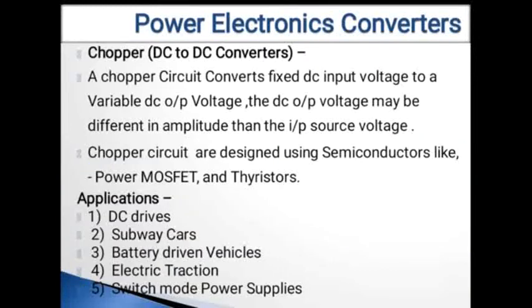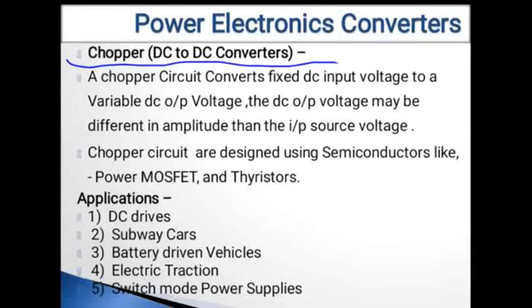Now next we will study the second power electronics converter, which is known as the chopper, or we can say the DC to DC converter. The main function of a chopper is to convert the fixed DC input voltage to a variable DC output voltage, and the DC output voltage may be different in amplitude than the input source voltage. The chopper circuits are designed using power semiconductor devices like power MOSFET and thyristor.